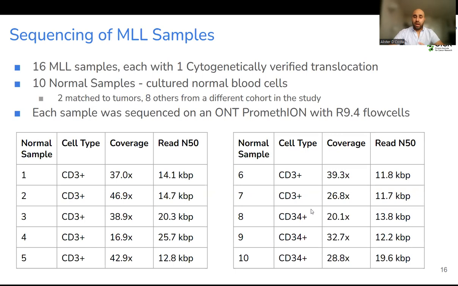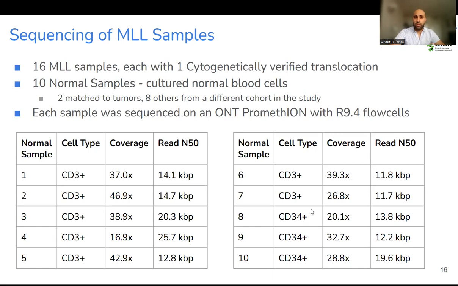So the data that I'm going to be using to do this is a subset of a larger cohort. This subset includes 16 MLL samples, each with one cytogenetically verified translocation, and 10 normal samples from cultured normal blood cells. Two of these normal samples are matched to some of these 16 MLL tumors, while 8 others are normals from other samples in the cohort of the study.